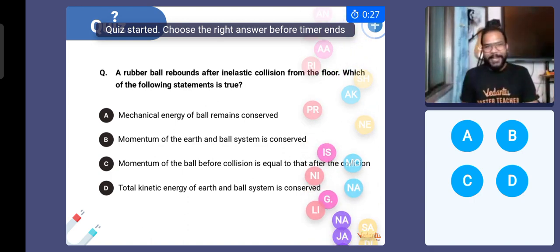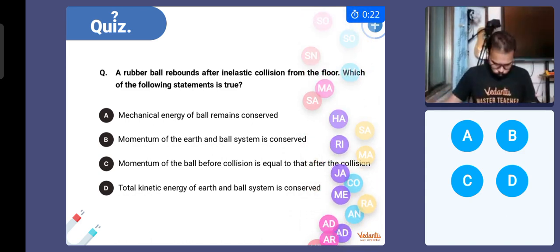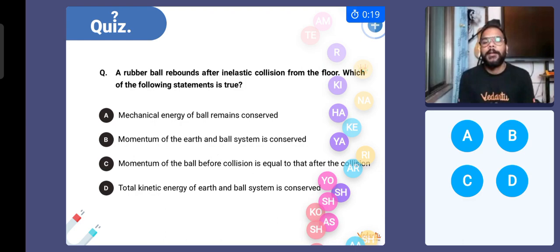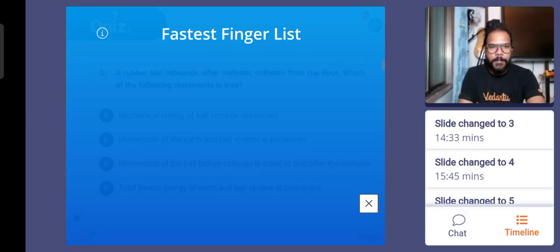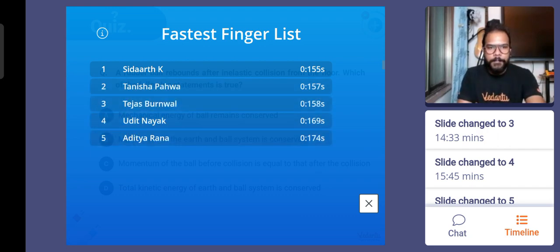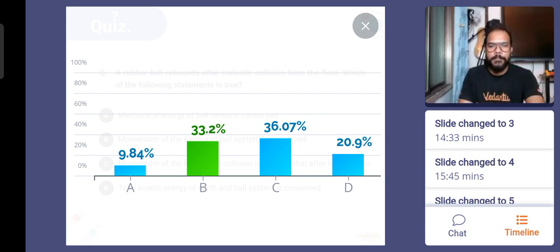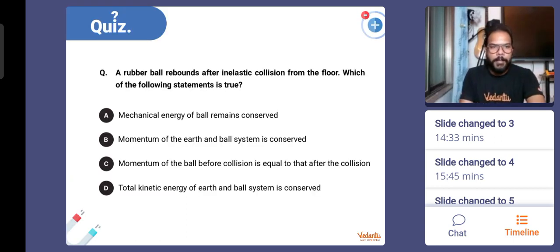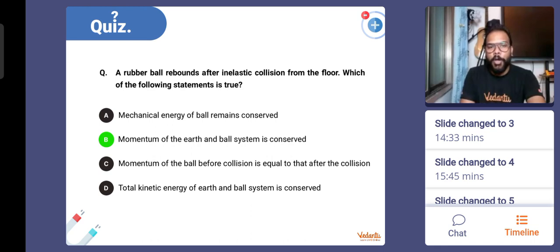I think I have already answered this before starting the topic of collision. Whatever be the type of collision, the net momentum will always remain constant, which means conserved. The force applied by the ball on the earth, and the force experienced by the ball because of the earth, will remain the same. With no external force, the momentum of the ball-earth system remains conserved.